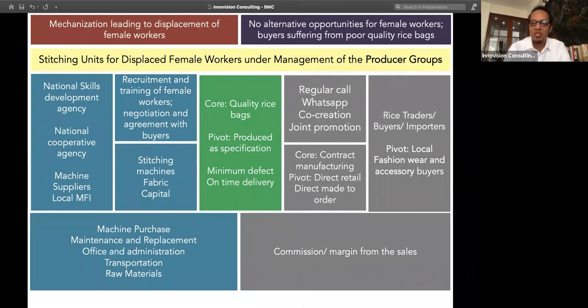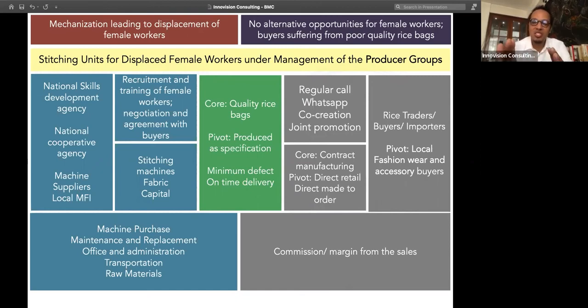And the producer groups are therefore earning from the sales of the products, but their earning is through commissions and margins, because it's the female workers who are producing these bags. And they're earning by selling their labor and by supplying the products. So the female workers are employed, they're earning, the producer groups are earning, and the buyers are being able to solve a pain that they faced.